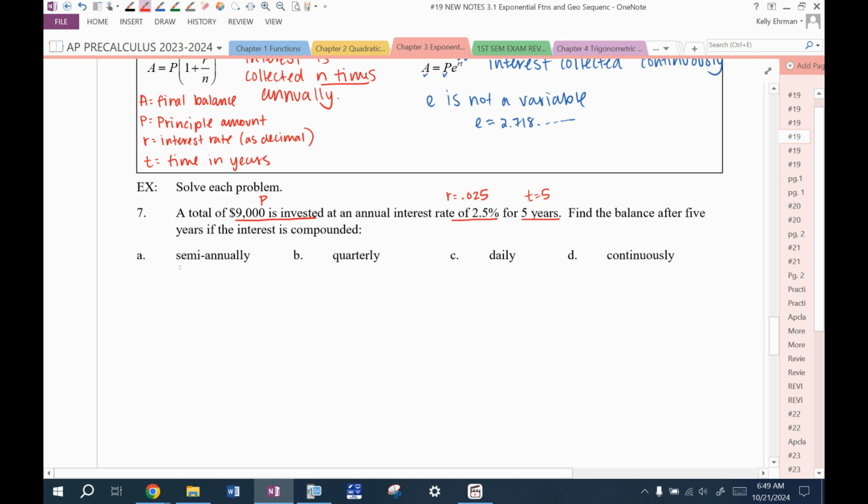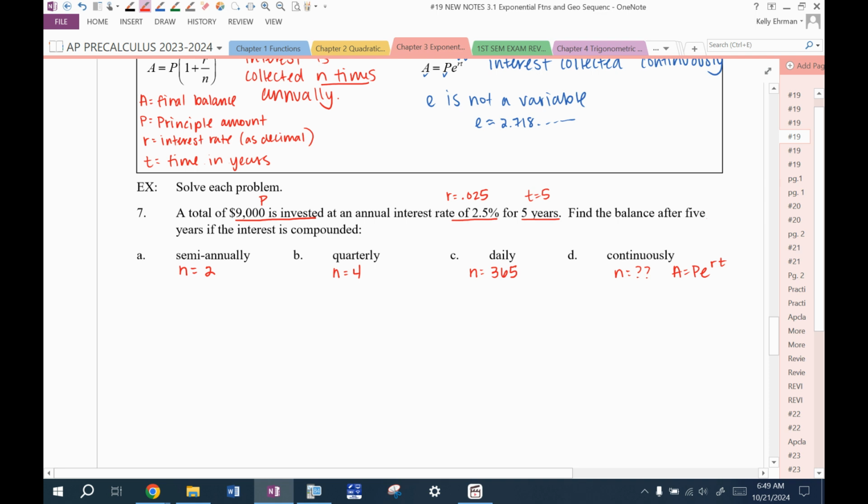So how many times a year would semi-annually be? Twice. Let's go through and list this first. Quarterly, how many times would quarterly be? 4 times a year. There are 4 quarters in a year. Daily, how many days in a year? We're not worrying about leap years or any of that stuff. So 365 days a year. Continuously, there is no N for that. So you use A equals PE to the RT.